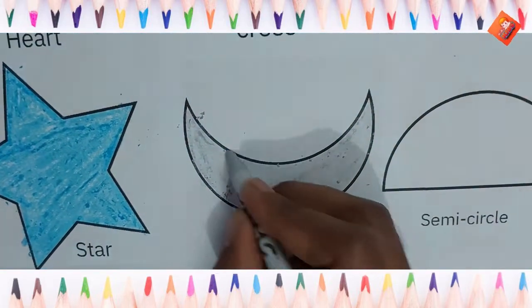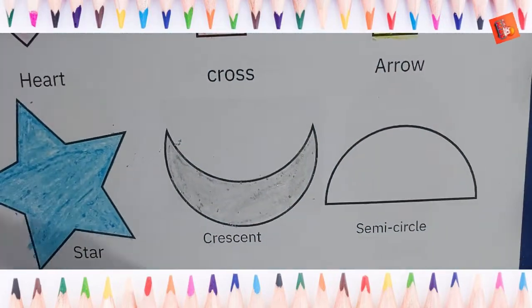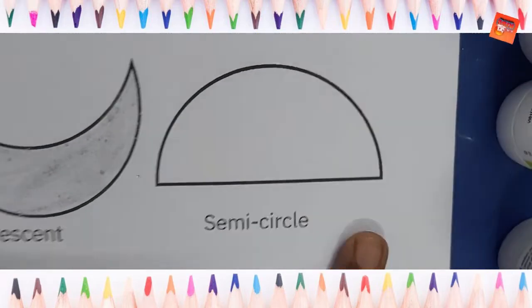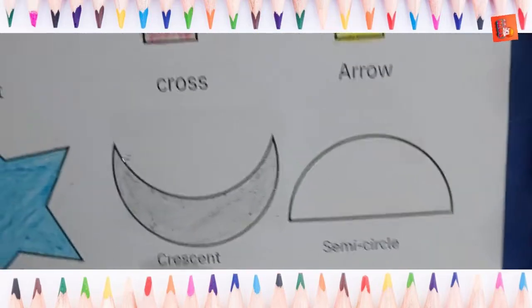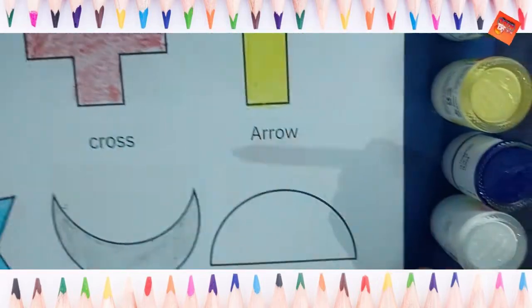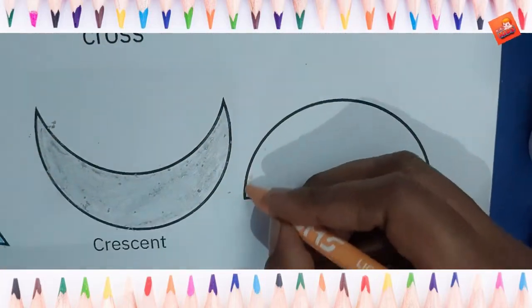Silver color crescent is done. Next we are going to see semicircle. We are going to color the semicircle with peach color. This is the peach color.